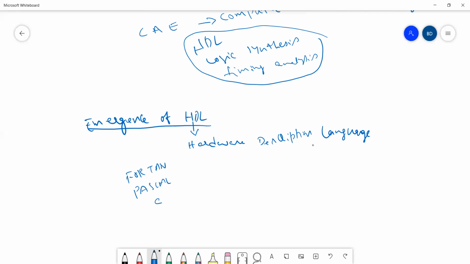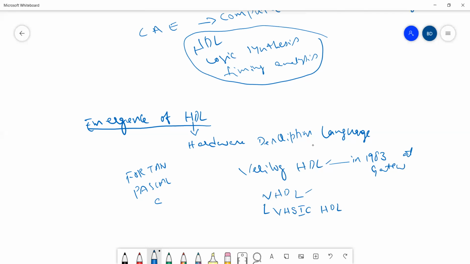We have majorly two types of HDLs. One is Verilog HDL and the second one is VHDL. These were the more popular ones. VHDL stands for Very High Speed Integrated Circuit Hardware Description Language. Verilog HDL originated in the year 1983 at Gateway Design Automation.